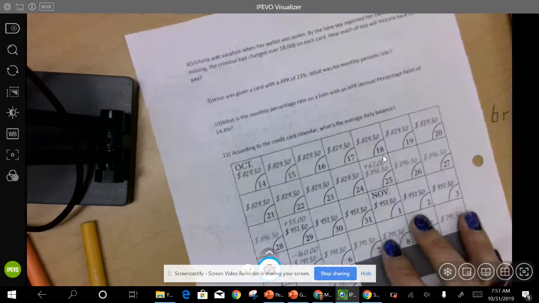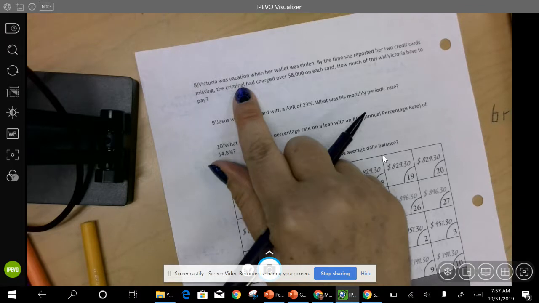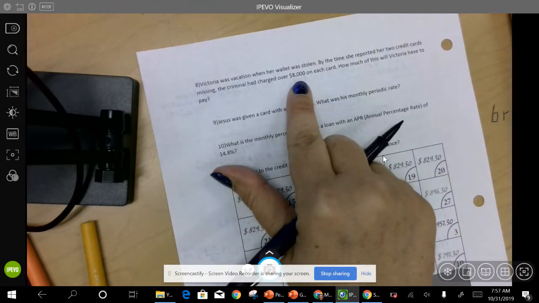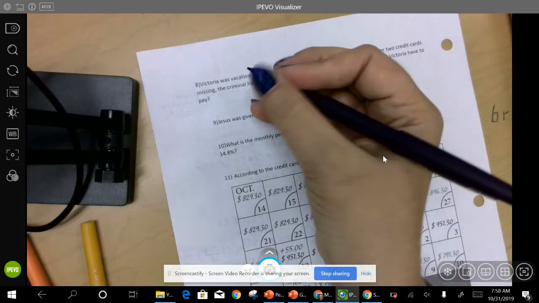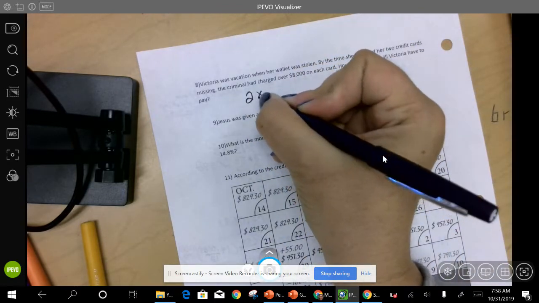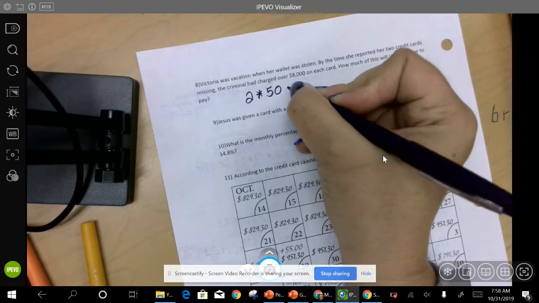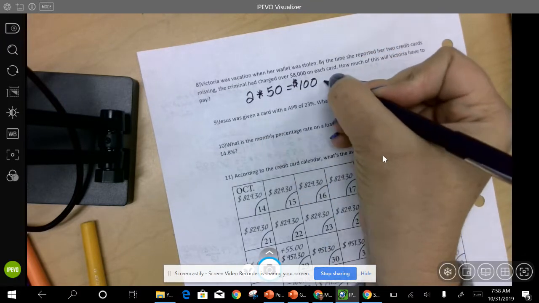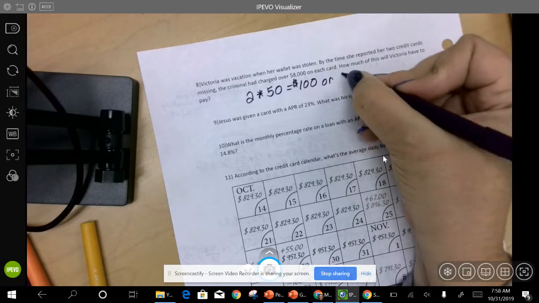Okay, on this one, Victoria's on vacation when her wallet was stolen. By the time she reported her 2 wallets missing, criminals charged over $8,000. How much will she have to be responsible for? So everybody remember it's $50 per card, so 2 times 50. So she's going to be responsible for $100 because that's the maximum or less.